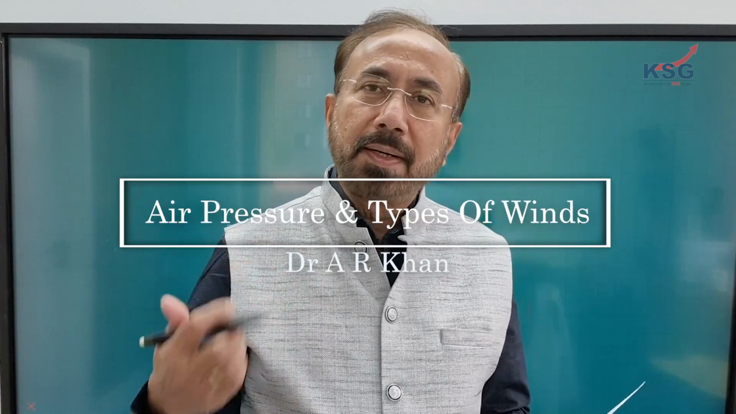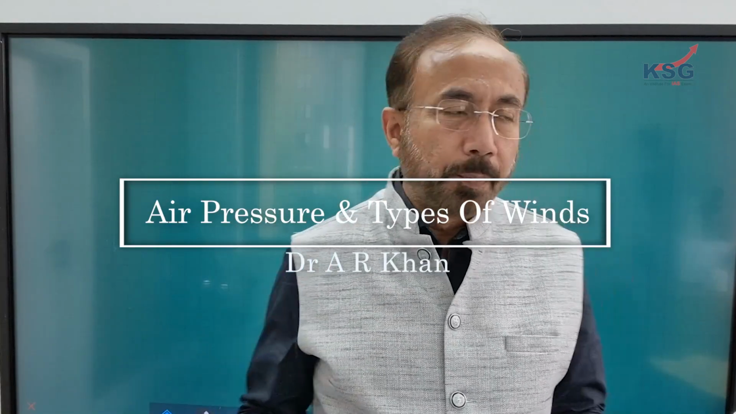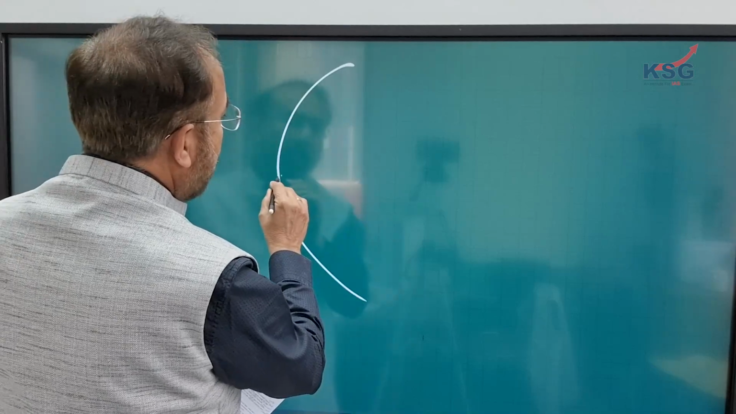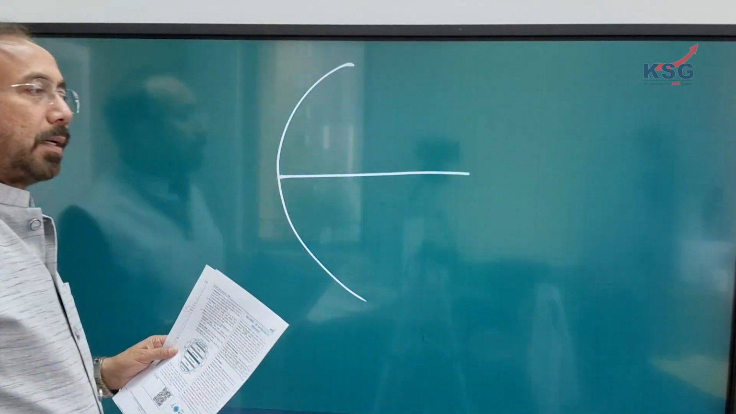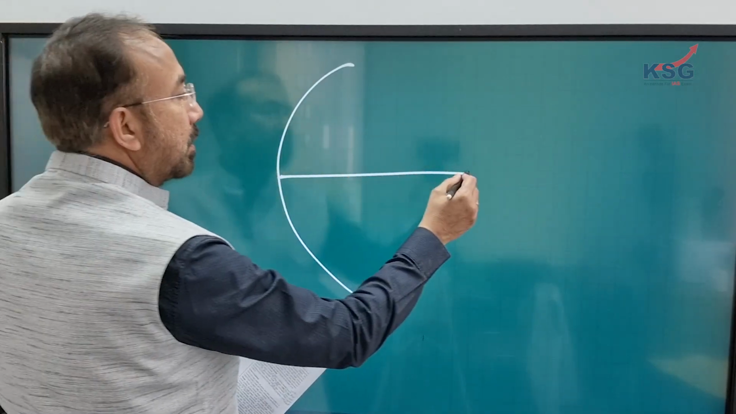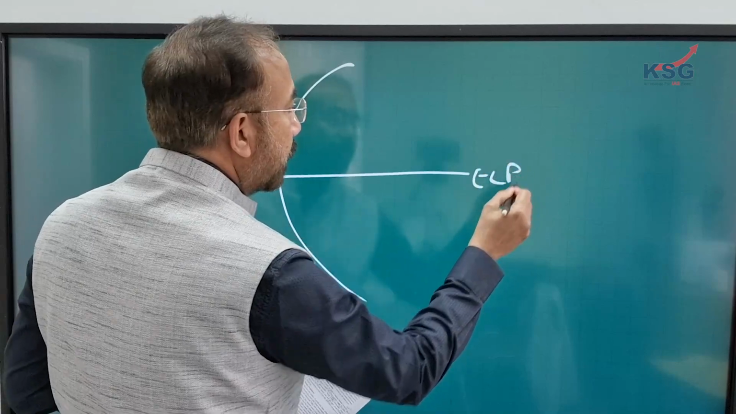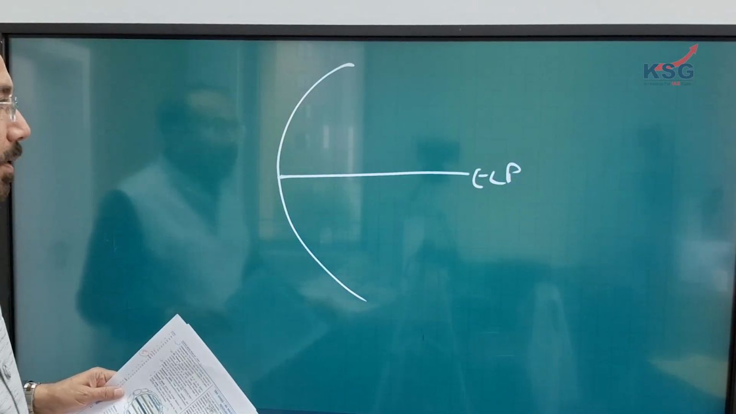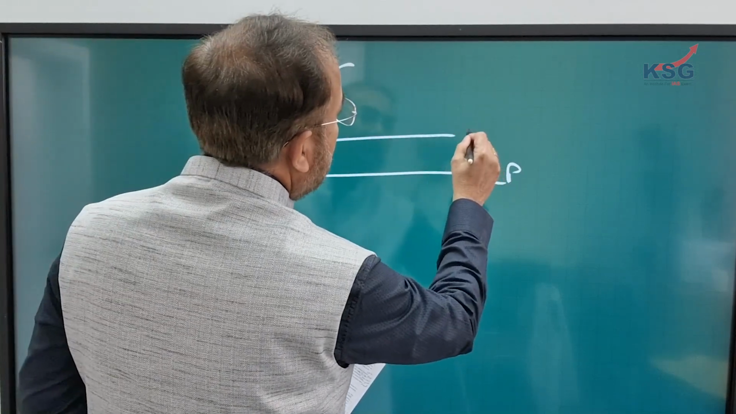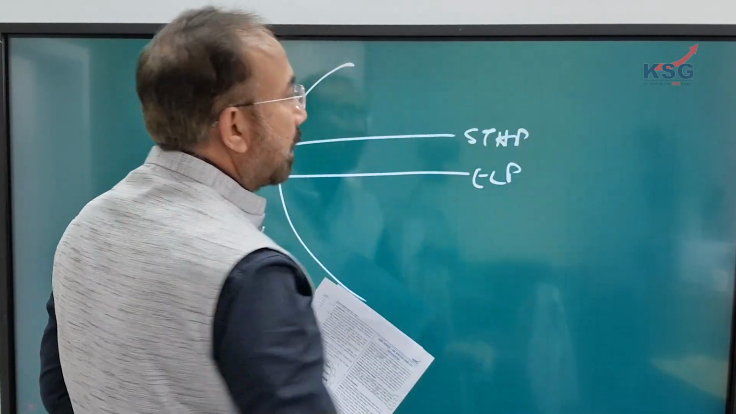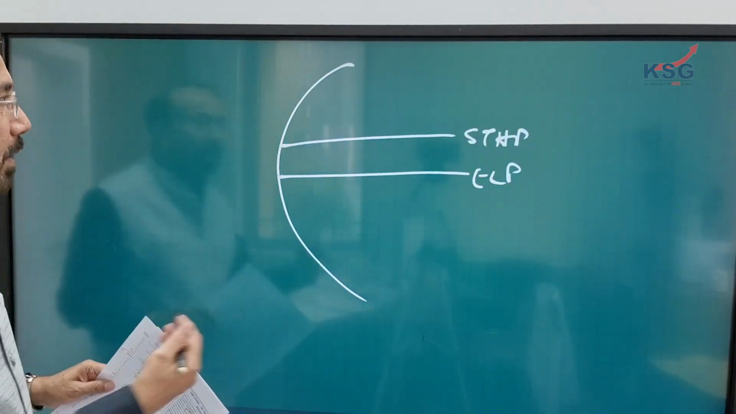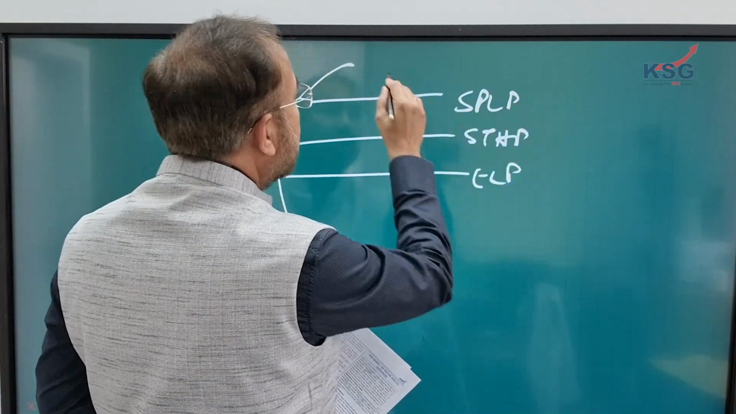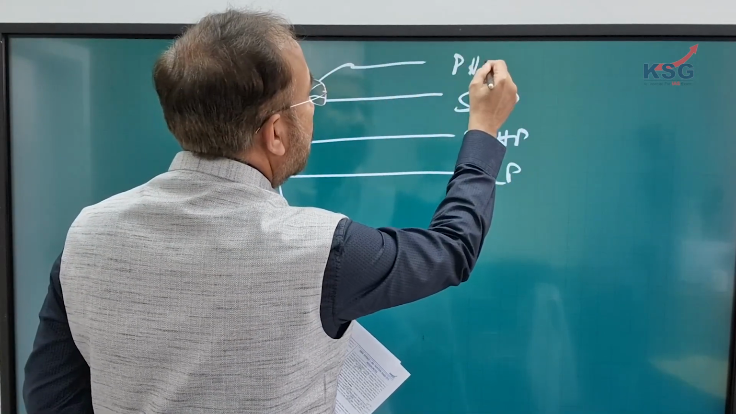We have got alternate bands of high and low pressure. So I would like you to basically draw a map for yourself, and we can see that this is equatorial low pressure. The similar thing happens on both sides of it, ELP, and then we have got STHP, subtropical high pressure. Then you have got subpolar low pressure and polar high pressure.